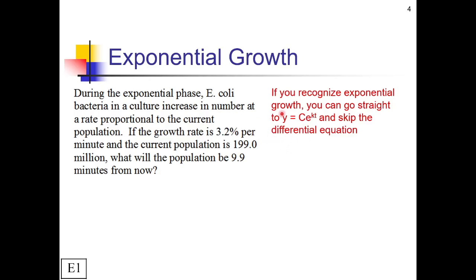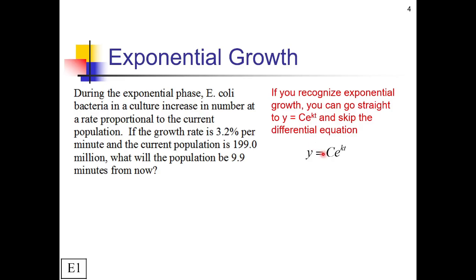All right, so I'm going to skip to y equals Ce to the kt. Again, I recognize this rate proportional to the population language. So let me plug in what I can here. Now, what am I ultimately solving for? Well, they want to know the population 9.9 minutes from now. That's going to be this y value here. So that means that we need to plug things in for C, k, and t.